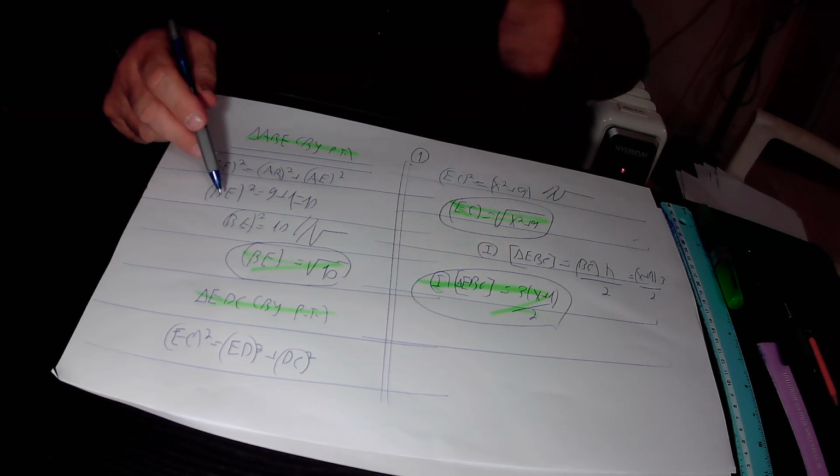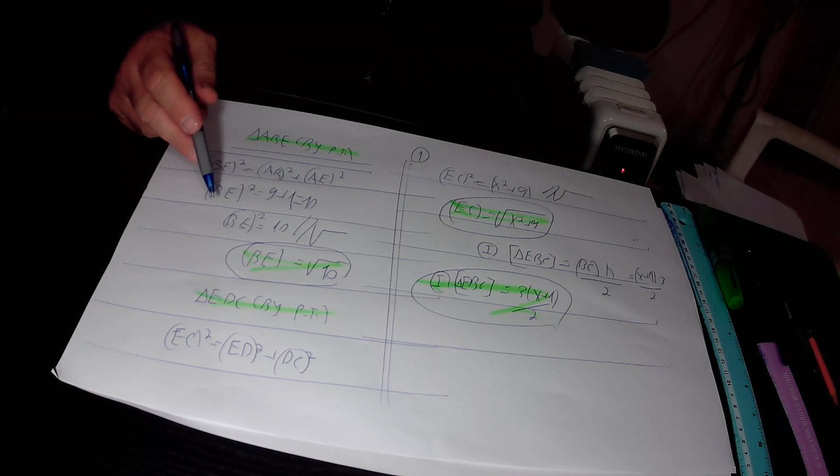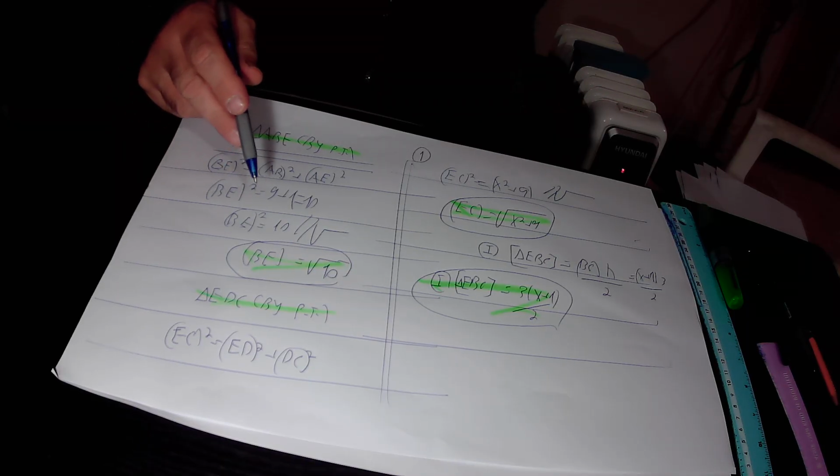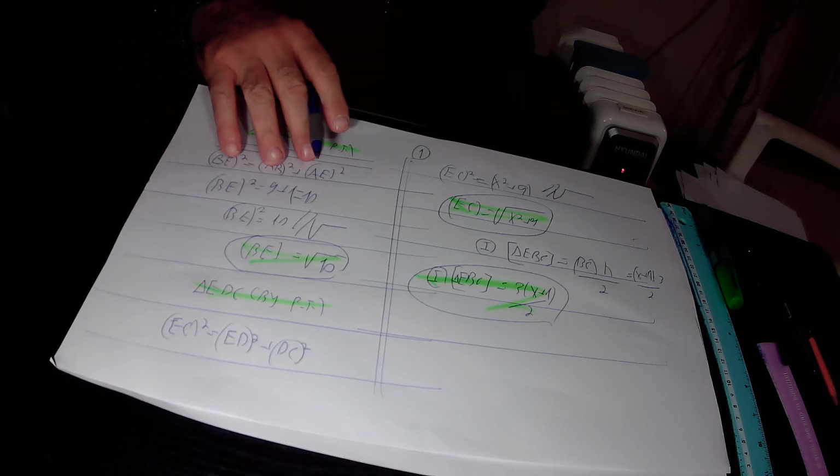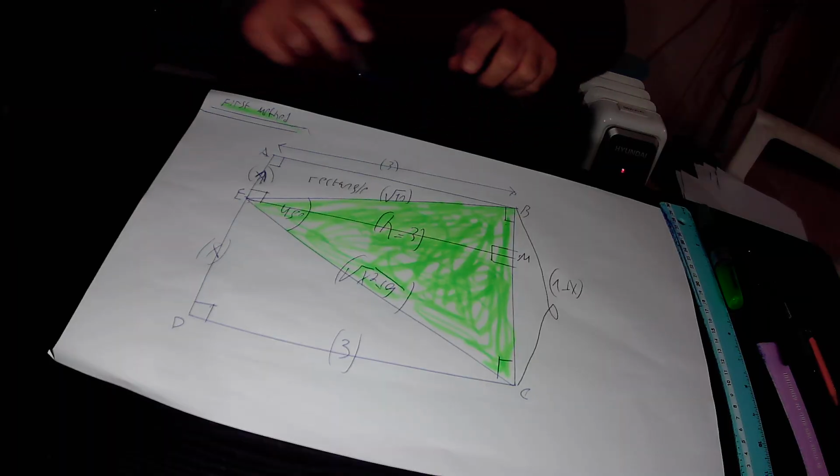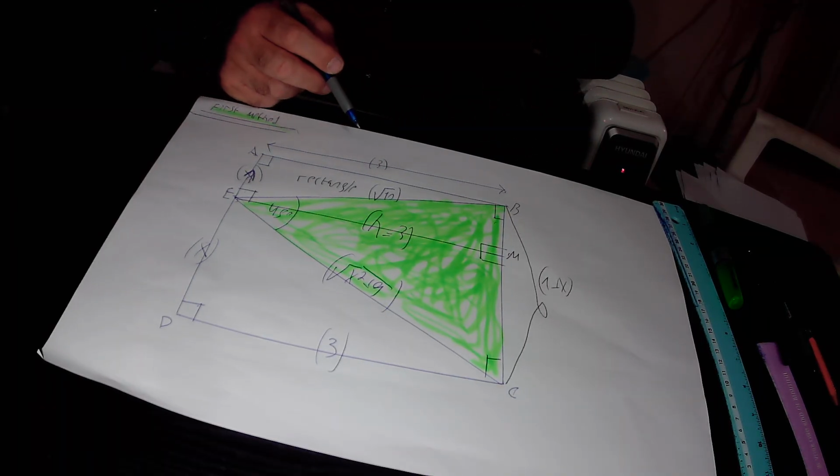B squared equals 10. Here we took the square root of this equation and found that the missing hypotenuse BE is equal to the square root of 10 units in length. BE equals the square root of 10 units in length.